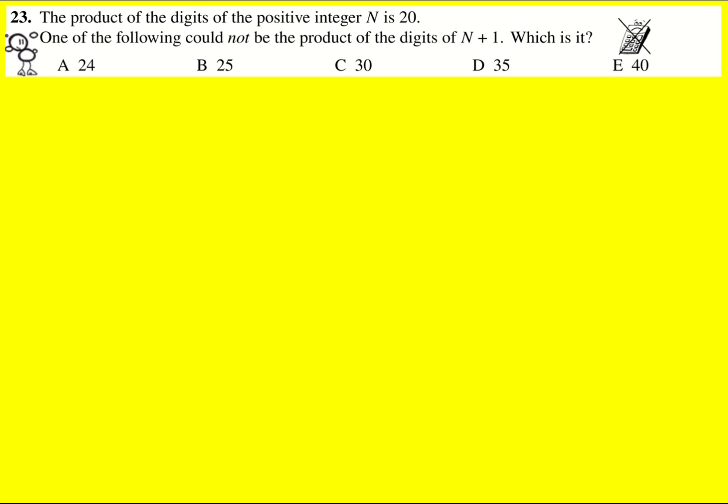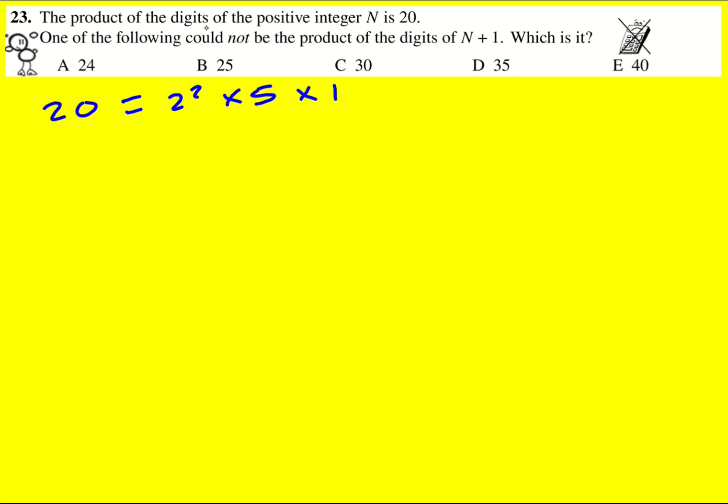Really interesting question here. The product of the digits of the positive integer n is 20. So let's work out the prime factorization. It's going to be 2 squared times 5, except we can also times by 1. So that's something to be aware of. One of the following could not be the product of the digits of n plus 1, which is it.